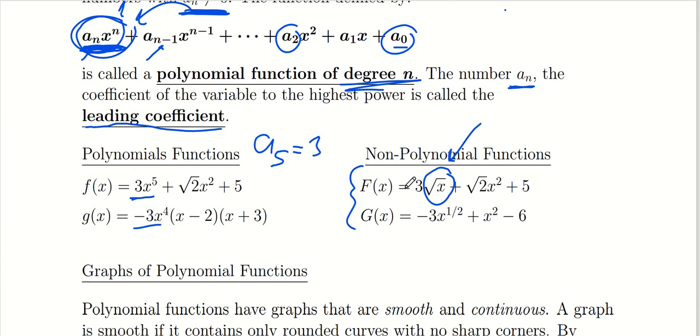So here, the reason why capital F is not a polynomial is because of the square root of x term. Notice that you can have coefficients that involve square roots. The square root of 2, for instance, is a real number. That won't prevent a function from being a polynomial, but having a square root of the variable will. G of x is a non-polynomial for the same reason. We know that the 1/2 power is equivalent to the square root of x. And so, for the same reason as capital F, capital G is not a polynomial either.